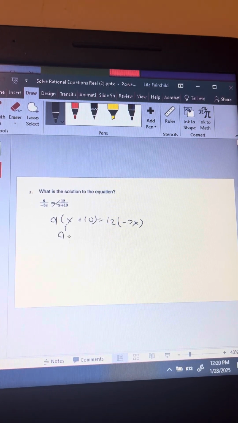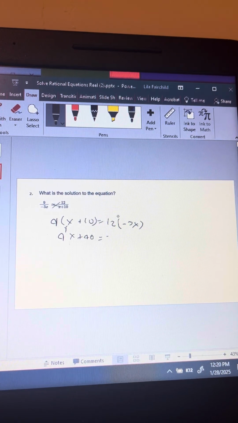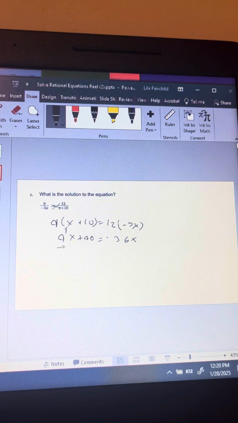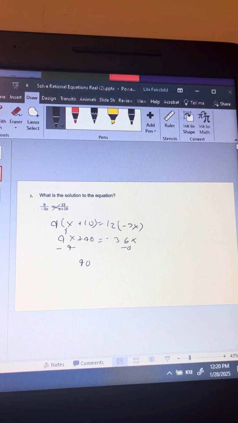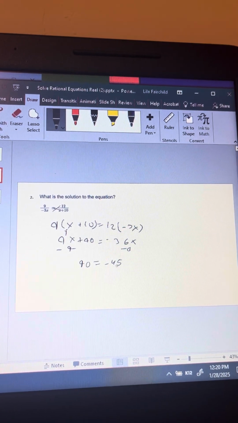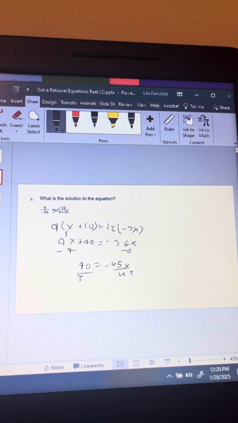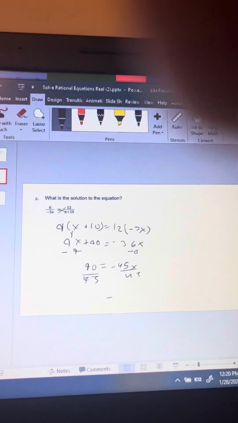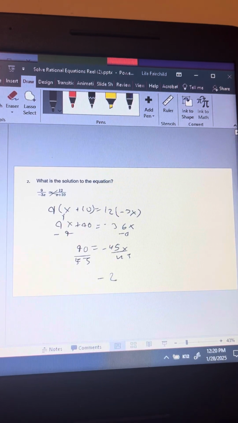So it would be 9x plus 9d equals negative 36x, and then subtract 9 from both sides, and then it'll give you 90 equals negative 45x over 45, and then that'll be, or not over, but you just have to divide by both things, and so then it'll give negative 2 equals x.